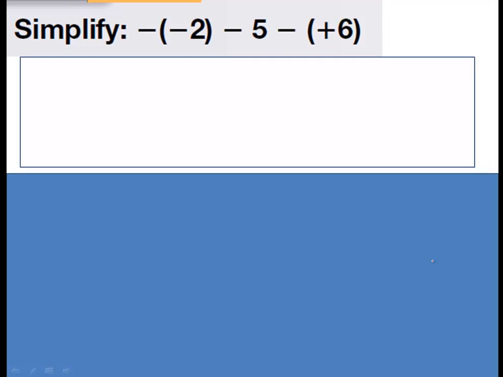So let's look at this one here. The first thing we see is that we've got two negatives out front. We've got two signs next to each other. I can ignore that -5 because there's not two signs, but here's two signs together again, right here. So I solve this first one: a negative and a negative is a positive, so this is a +2. I'm going to leave that -5 as -5 because there's not two signs there, there's just one.